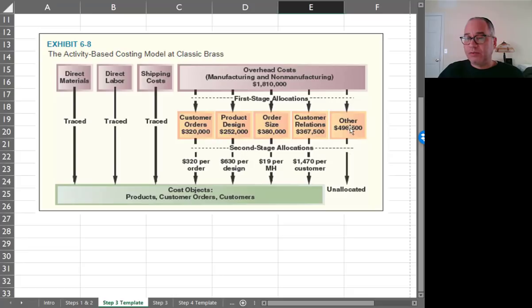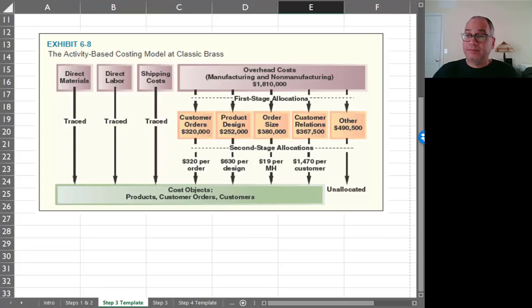And we split it into these pools, and we're going to apply the pools at $320 per order for customer orders and so on. We also got others. But don't forget that this is just overhead, okay? It is manufacturing and non-manufacturing overhead, but it's just overhead. You have other costs. For this particular company, you have direct materials, direct labor, and shipping costs. These are all traceable, so we're not going to worry about them here. But we got to keep in mind that it's not just materials and labor, it's also overhead. In this case, for this company, it's also shipping costs.